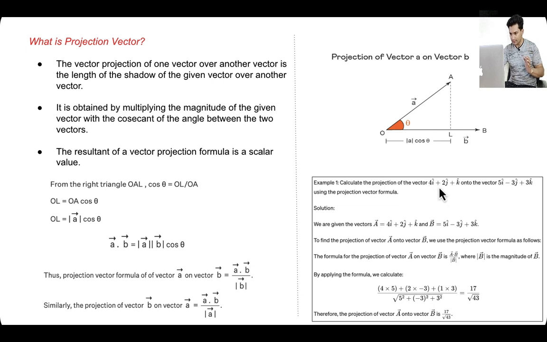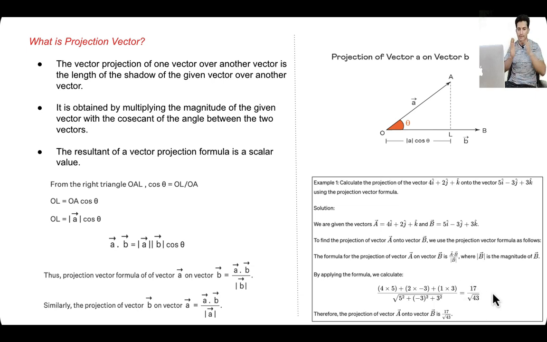Then the projection of the first vector on the second vector will be the dot product of these two vectors, which is 4 into 5 plus 2 into minus 3 plus 1 into 3, divided by the magnitude of the second vector on which we are projecting, right? So that is the magnitude of this vector: square root of 5 square plus minus 3 whole square plus 3 whole square. So this will become 17 upon root 43.